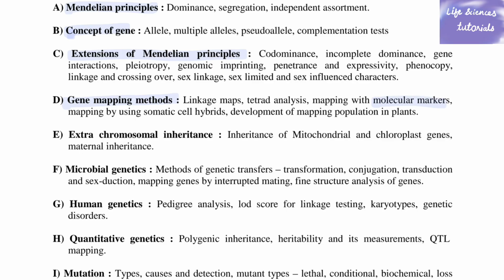Next, we have extrachromosomal inheritance, so mitochondrial, chloroplast, and maternal inheritance. We have microbial genetics, we have human genetics, so pedigree analysis, very important, a little tricky, but I think if you understand the genetics and how the dominant, recessive, autosomal, sex-linked genes are inherited, I think you can easily solve any pedigree cross. Next, we have quantitative genetics, so it includes topics like polygenic inheritance, QTL method.